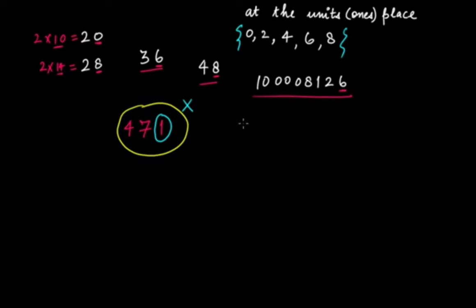What about 478? Yes, this number is divisible by 2 because it satisfies this condition and it has 8 at its units place, and therefore this number is divisible by 2.